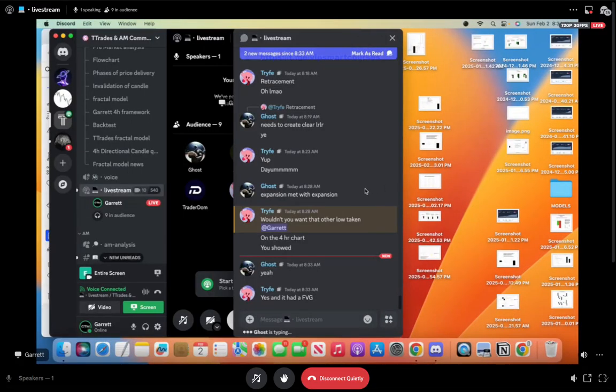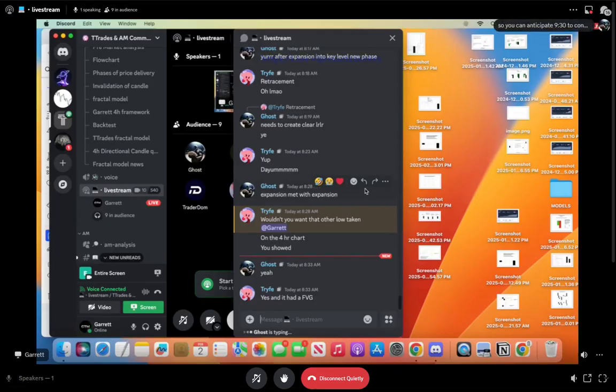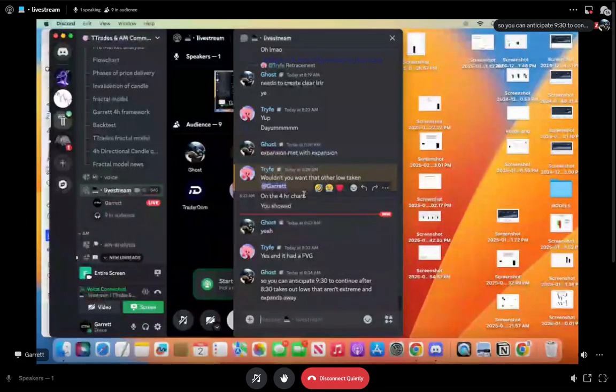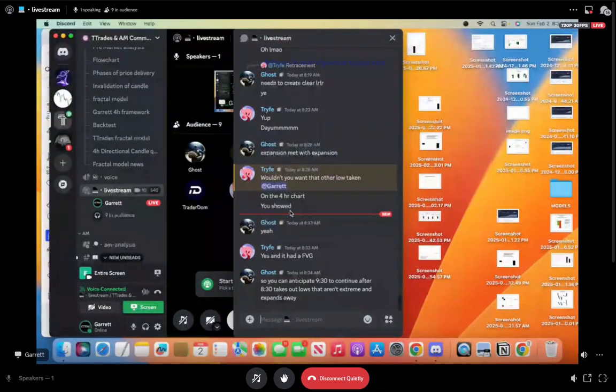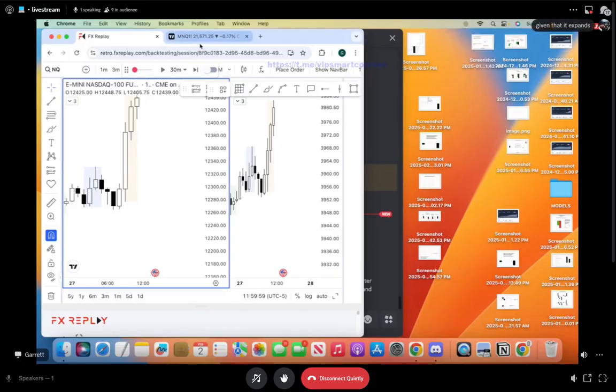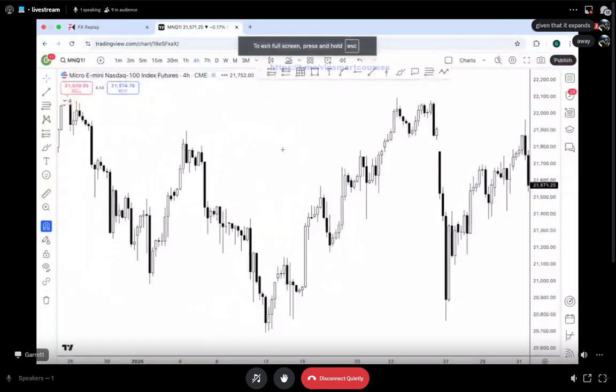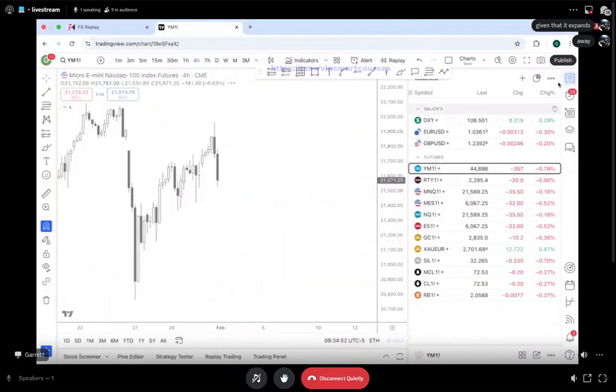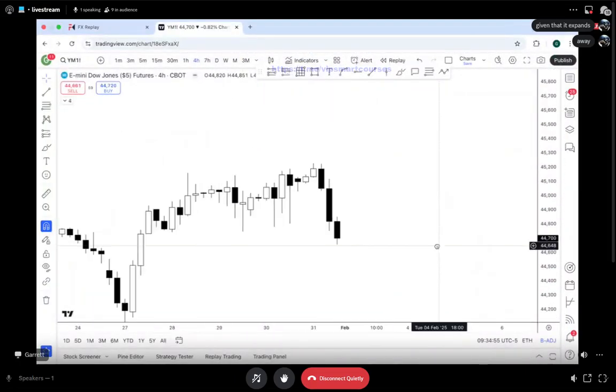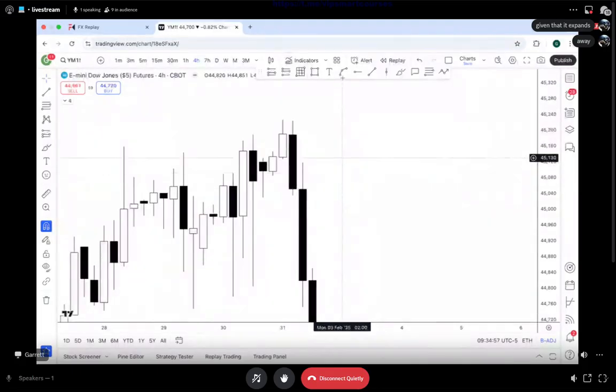So a lot of it is framed around drivers. Yeah, like a fair value gap doesn't have to get tagged. You can anticipate 9:30 to continue after 8:30 takes out. Well, 8:30 didn't even take out the lows. It was actually prior. So if I show you something on NQ, I'll show it in YM actually. I traded YM Friday off of this directly. Basically, what you just saw is how I traded YM yesterday.